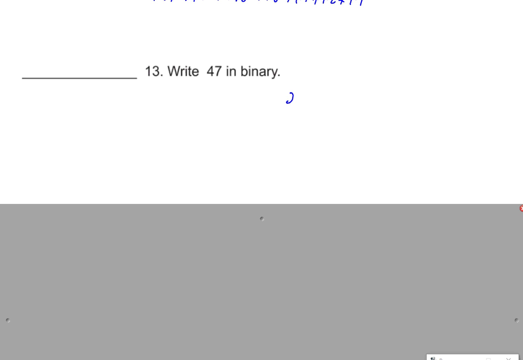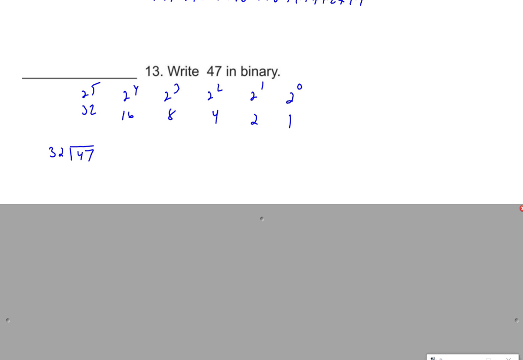So I need to list out my 2s. Let's see, do I have enough? Let me write them. This is a 1, this is a 2, this is a 4, this is an 8. No, because the number's 47. 2 to the 4th is a 16. I still don't have enough. 2 to the 5th is a 32. And that will work. I am now ready to take my 32 and divide it into my 47.